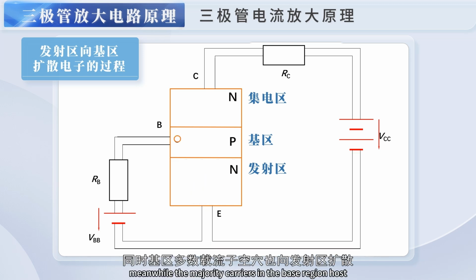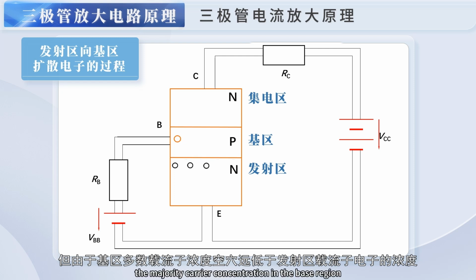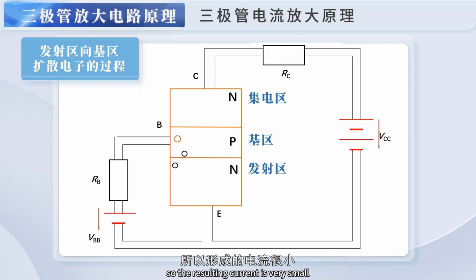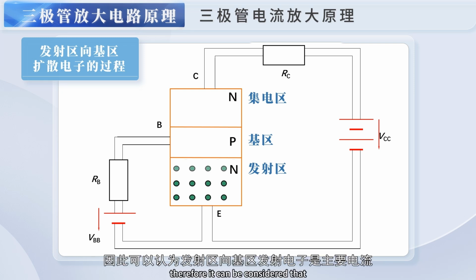Meanwhile, the majority carriers in the base region, the holes, diffuse to the emitter region. However, the majority carrier concentration in the base region is far lower than the concentration of carriers in the emitter region, so the resulting current is very small. This current can be ignored. Therefore, it can be considered that the emission of electrons from the emitter to the base region is the main current.